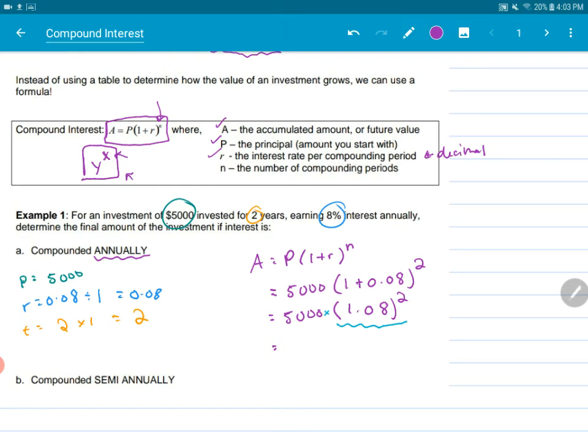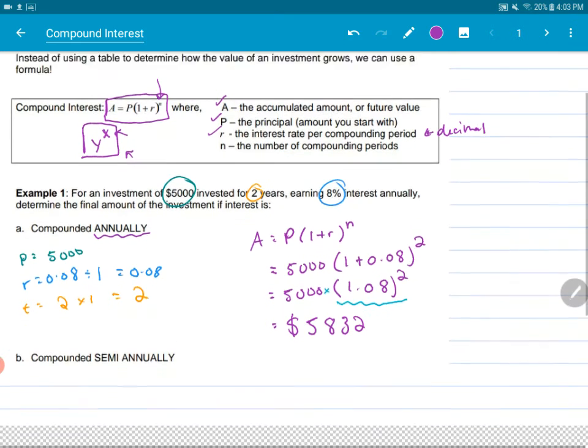In this case, it worked out to a nice number. You should get a final answer of $5,832. So after you invest your money, you have earned a total of $832 on top of that original $5,000 that you put in. So hopefully your calculator worked and you got this number. If you didn't, send me an email and we can figure that out.